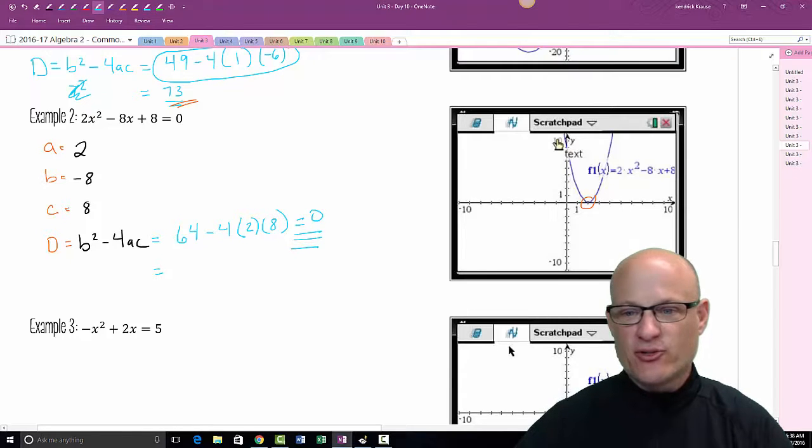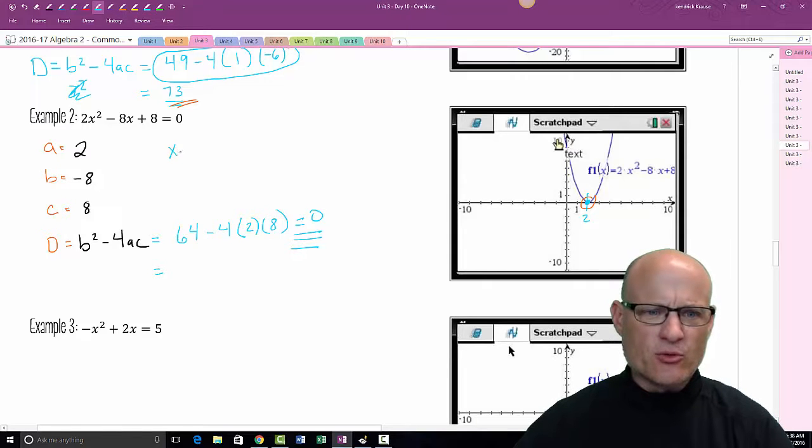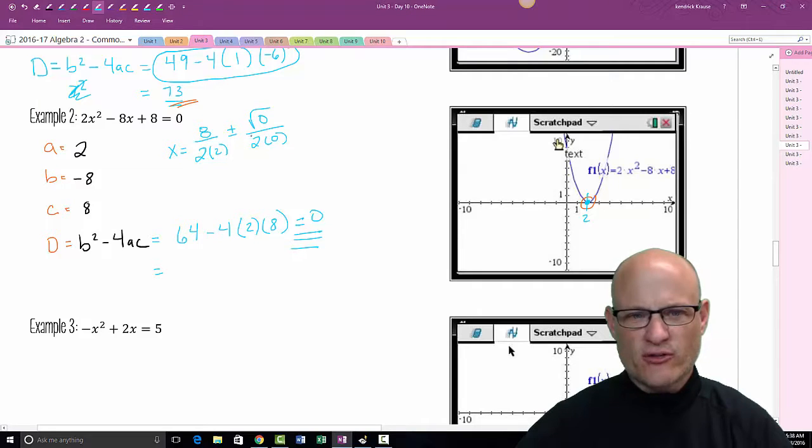Whenever this is 0, that means you're going to have one root. It bounces off the x-axis, one double root. In this case, it looks like it's just 2. But let's use the quadratic formula to see if we can get that 2. So it's x equals negative b, which is 8, over 2 times a, plus or minus the square root of 0 over 2 times a. Well, the square root of 0 is just 0, and 0 over anything is just 0. So that goes away, and I end up with x equals 8 over 4, which is just 2.